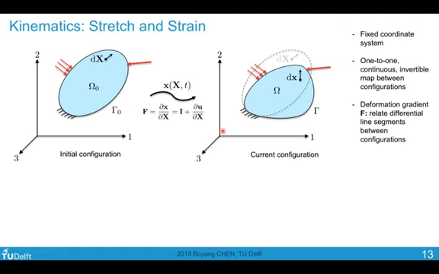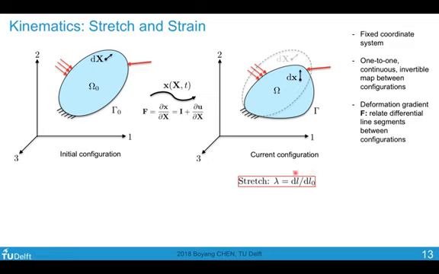Let's first define a concept called stretch. Stretch, which is usually represented by lambda, equals the current length divided by its original length. Right? How much we stretched a fiber, for instance. So if the current length of this line segment, dx, is dl, and its original length in the initial configuration is dl0, then its stretch is basically the ratio of the two.